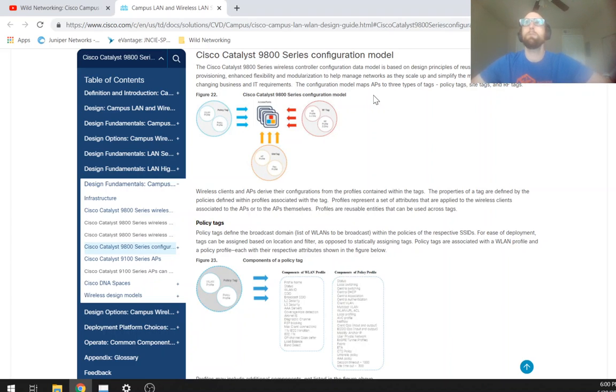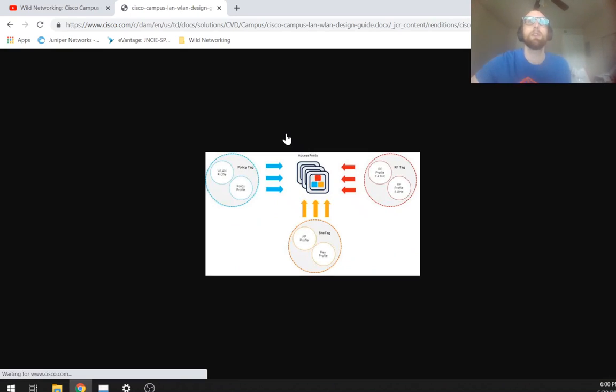The configuration model maps APs, access points, for wireless signals. They originate at these access points, and they have three different kinds of tags: policy tags, site tags, and RF tags, which I believe stands for radio frequency. Okay, so let's take a look at the model.